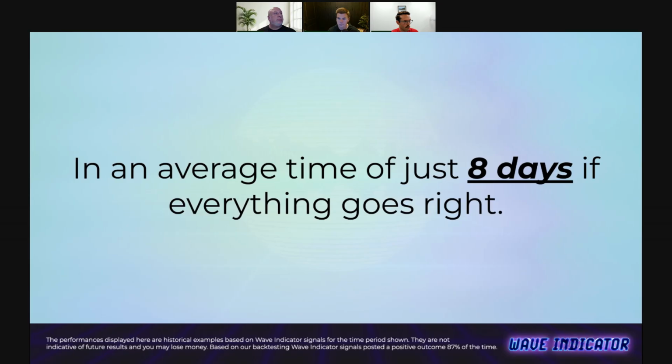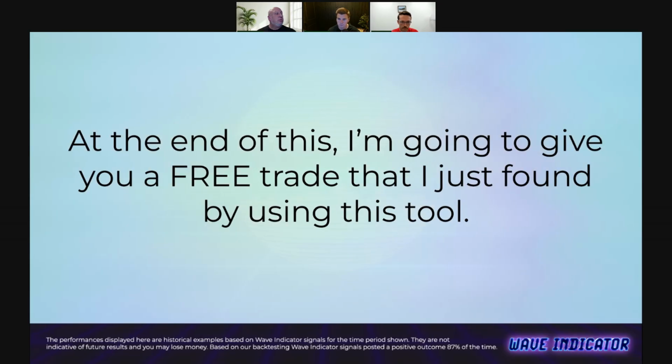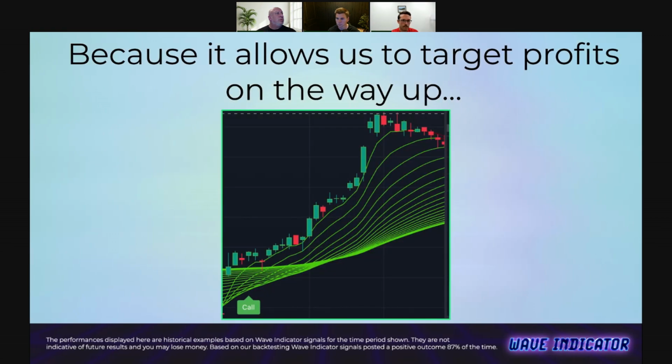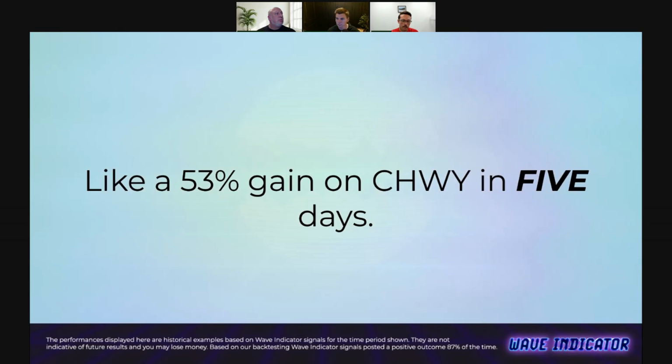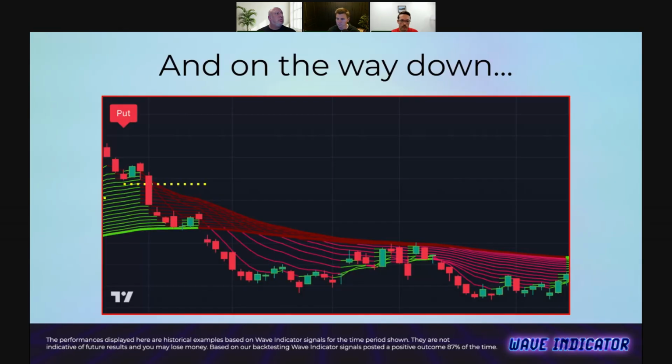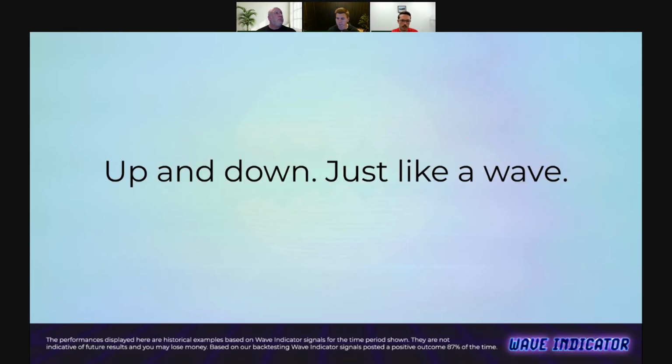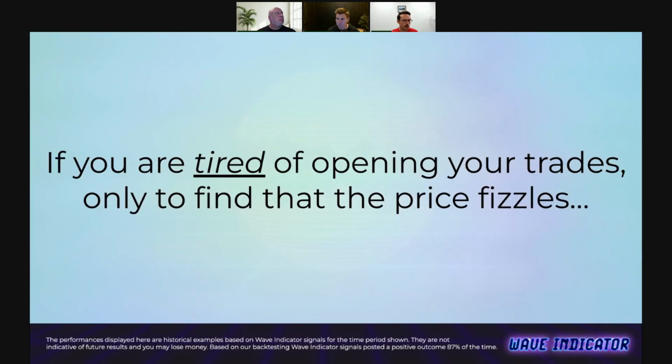It took about 4 days, and it was a 31% winner. At the end of this, I'm going to give you a free trade that I just found by using this tool. So I call this the wave indicator because it allows us to target profits on the way up, like a 53% gain on Chewy in 5 days, and on the way down, like a 59% gain on Meta in 2 days. So just like a wave, right? It goes up and it goes down.